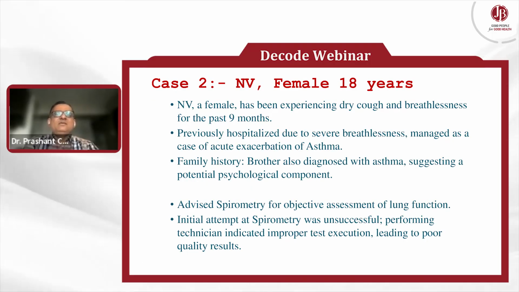Now, this is another individual. She is an 18-year-old girl. She's been experiencing dry cough and breathlessness for the past 9 months. She's been hospitalized for acute exacerbation of asthma. Her brother also has asthma, and she was advised spirometry, but she's not able to perform the spirometry.